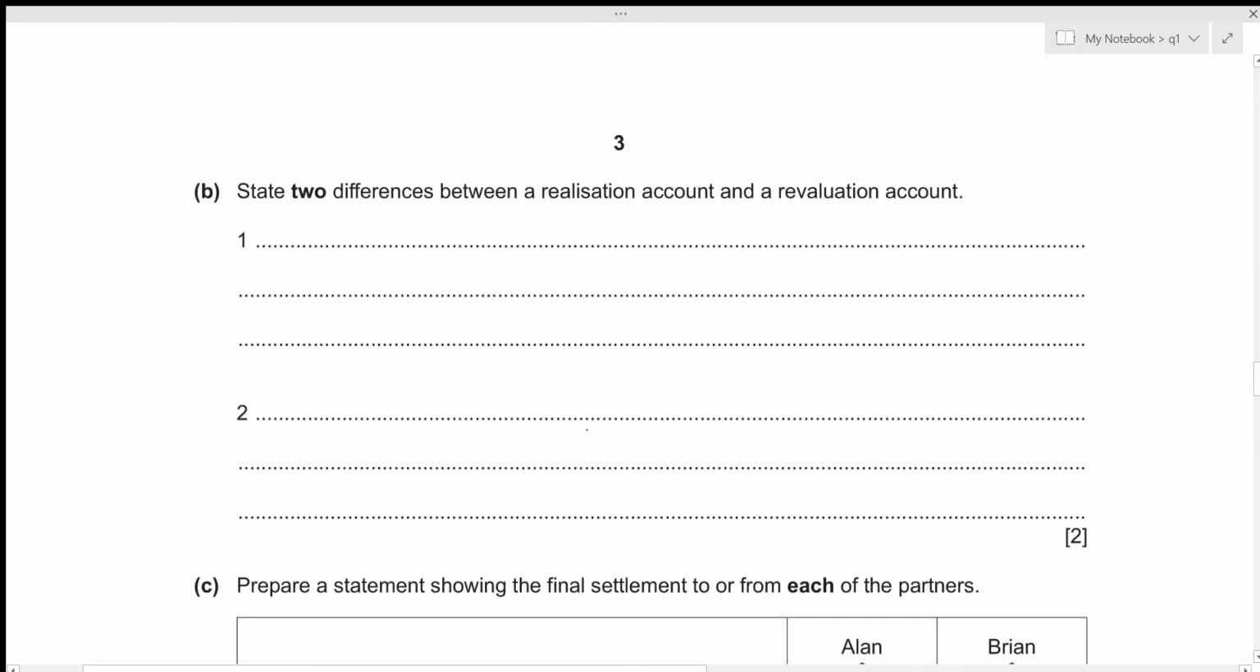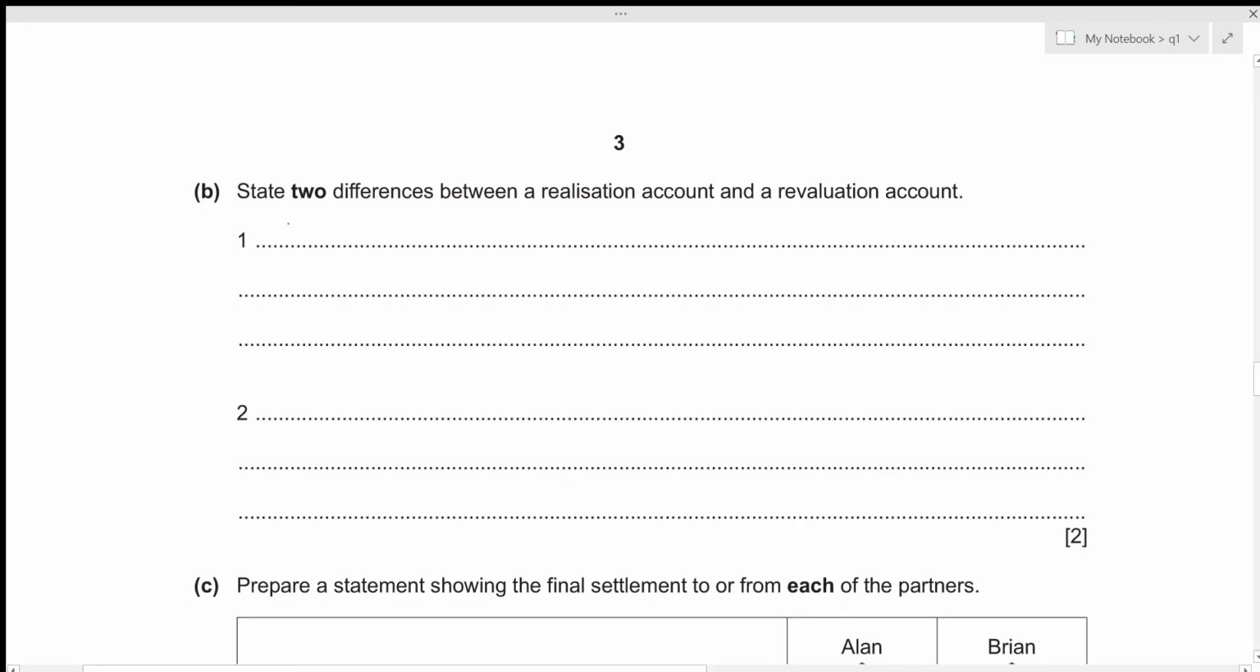We now need to state 2 differences between a realization account and a revaluation account. The very first thing to remember is that a realization account is prepared when the ownership of assets is changed. Similarly, in this case, we prepared a realization account when the partnership was being acquired by Z Limited, which means that the assets previously owned by Alan and Brian now go to Z Limited. So the ownership has definitely changed, right? But a revaluation account is prepared when the ownership of assets has not changed. So that is the very first difference.